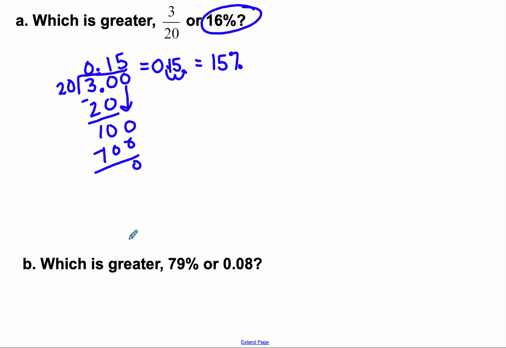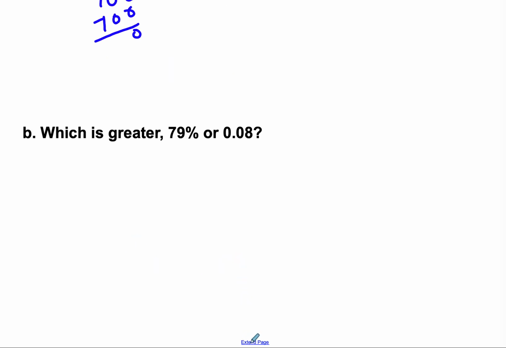Okay, let's try the next one. Which is greater, 79% or 8/100ths? Let's see, I'm going to change my percent into a decimal this time, or I could change the decimal into a percent. Maybe I'll do decimal to percent, actually. That way I'm comparing my whole numbers. Move that decimal 2 places over. 79% is greater than 8%.